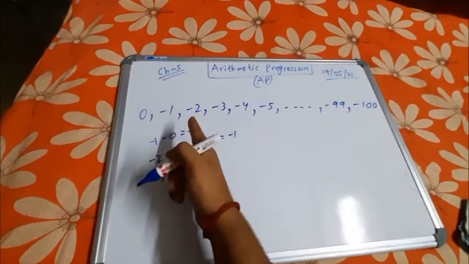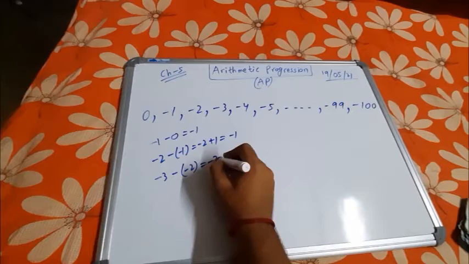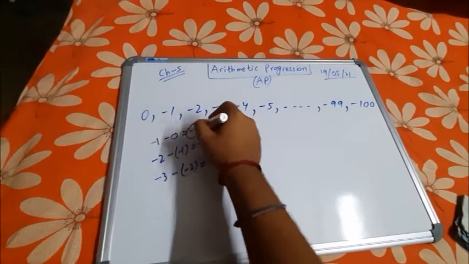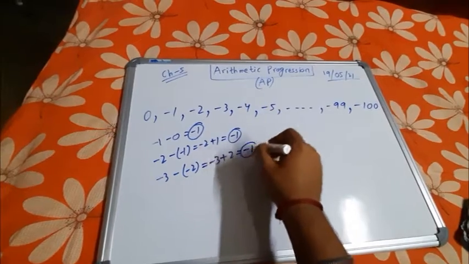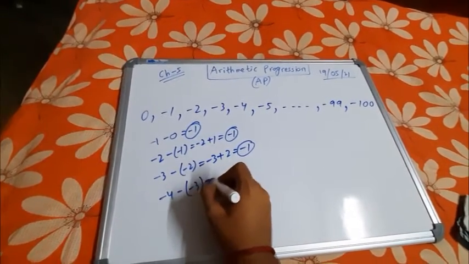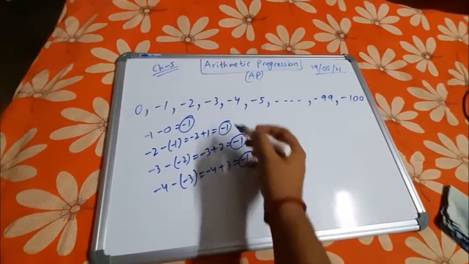See, I am doing right minus left. Right minus left, that will be equal to minus 3 plus 2, and it will become minus 1. Over here also comes minus 1, here also minus 1, here also minus 1. Now if I do minus 4 minus of minus 3, then also minus 4 plus 3 equals minus 1. So all of them are coming minus 1.